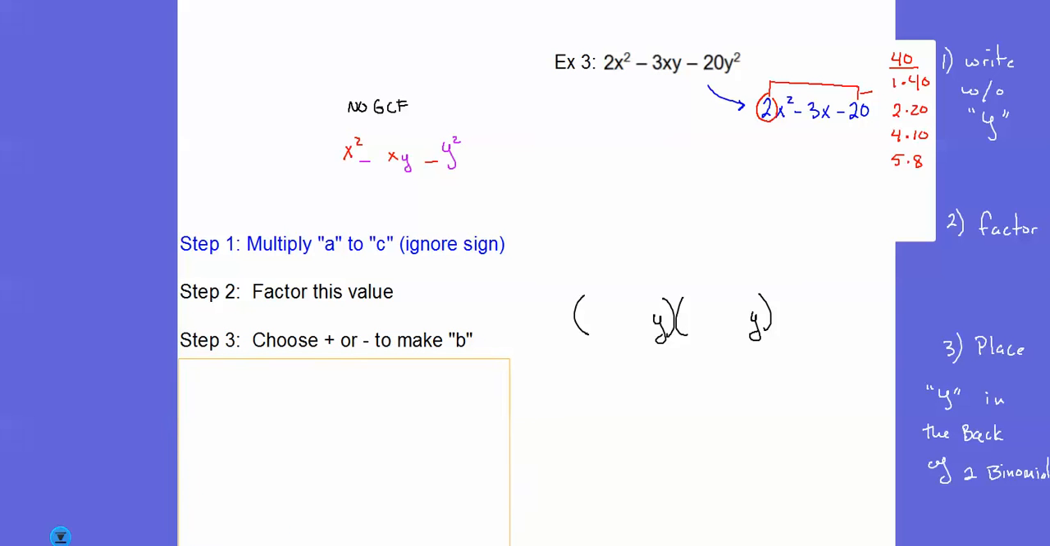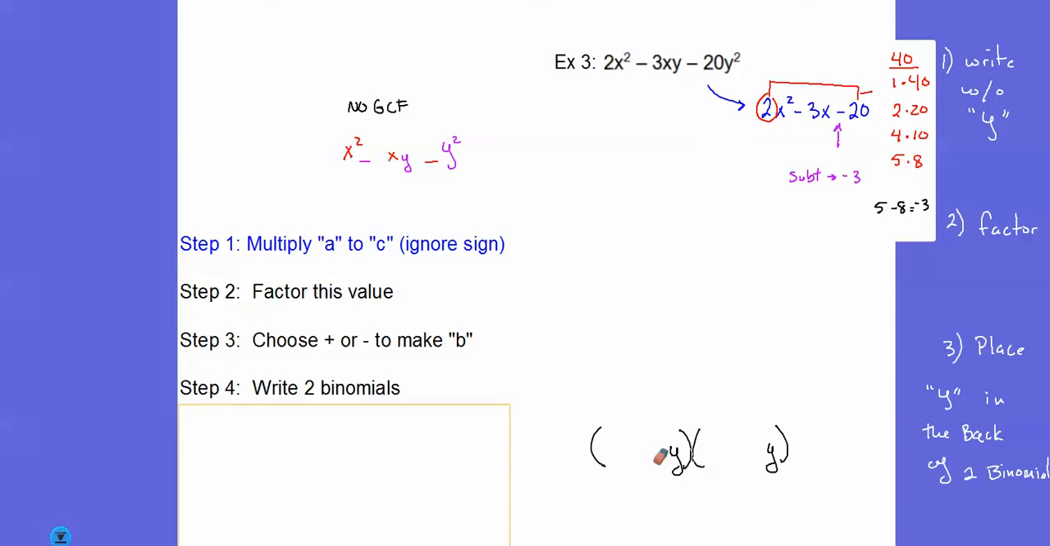The third step is going to be choose how we make the b value. Well, as always, we're going to look at this back sign, and we know we're going to subtract to make -3. I'm looking at my factors, and I see that if I were to use the 5 and the 8, 5 minus 8 does equal -3. So the numbers I'm going to park into my binomials are going to be the +5 and the -8. So we found that 5 minus 8 gives -3.